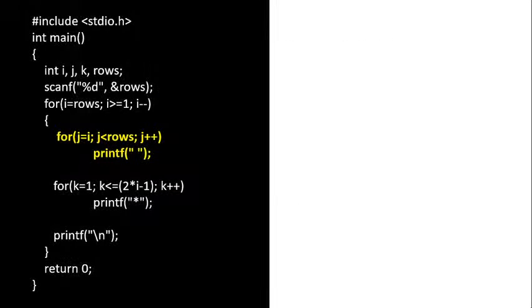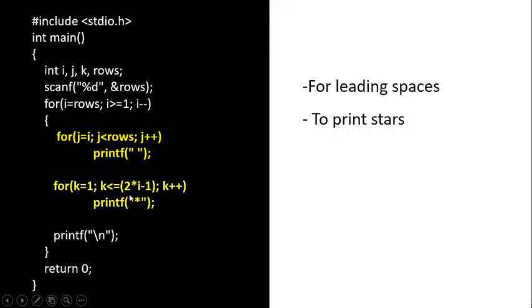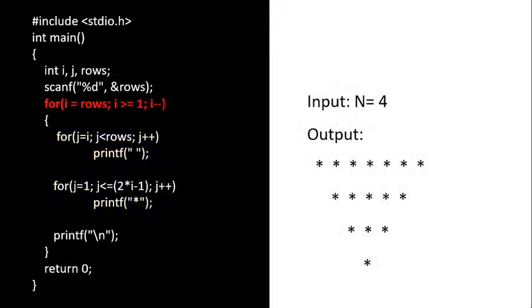So what am I reversing here? Instead of starting I equal to 1, I'm starting from I equal to rows and going on decrementing the value. The rest of the program remains the same. So I'll be getting this particular pattern, that is a mirror image of a pyramid, or an upside down pyramid.